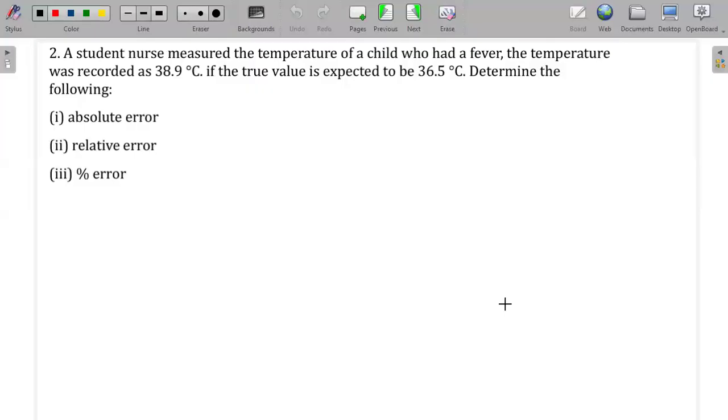All right, so welcome to this video. Today we'll be looking at errors, okay? And this question here is going to help us understand the errors in detail.